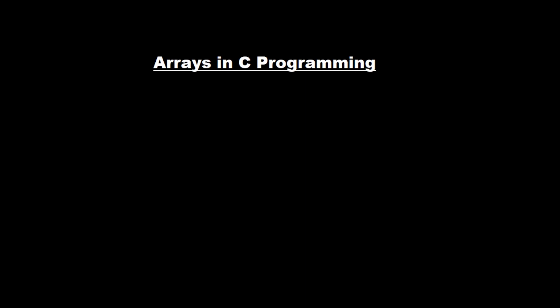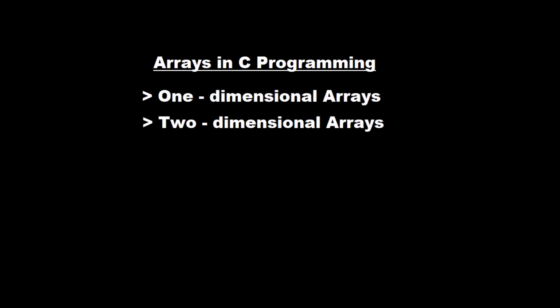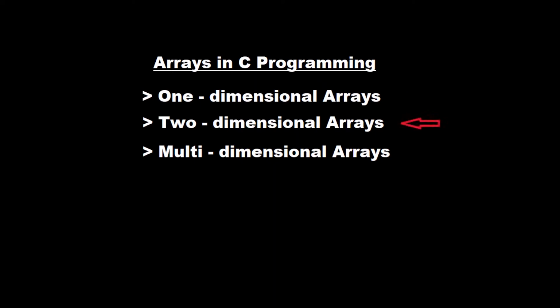As I told you, my today's topic will be arrays in C programming, as you can see here. So I told you there are three types of arrays, which are one-dimensional arrays, two-dimensional arrays, and three-dimensional, or it can be multi-dimensional arrays. In our earlier video, we talked about one-dimensional arrays. So today we will be talking about two-dimensional arrays.